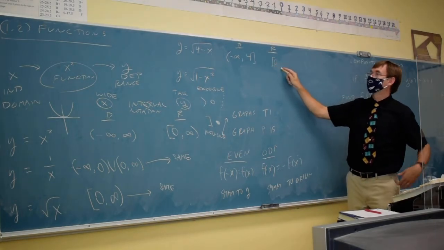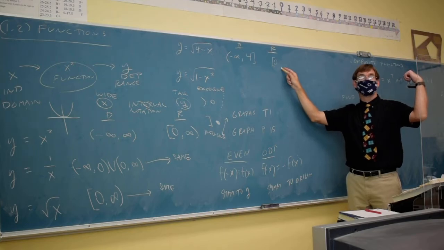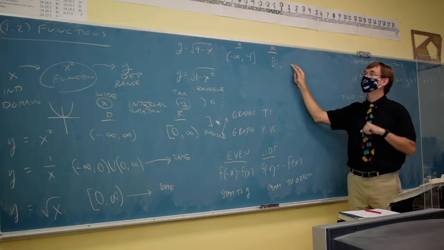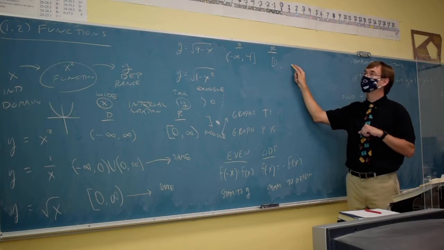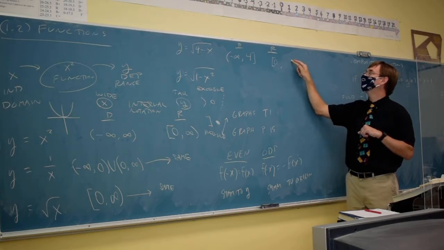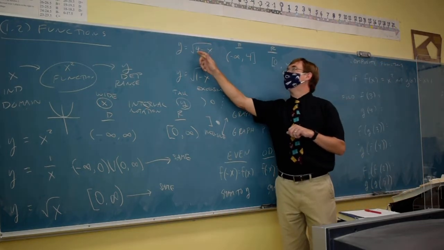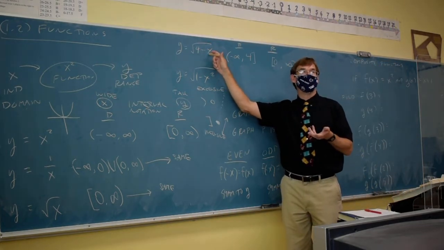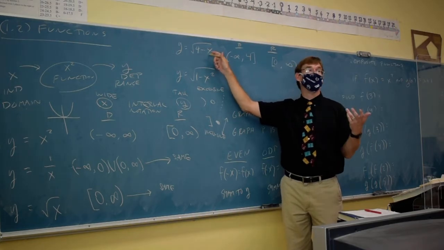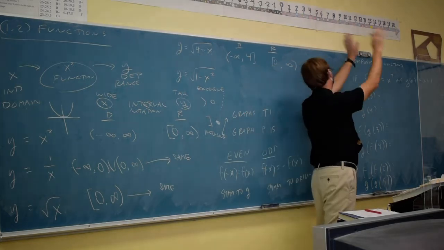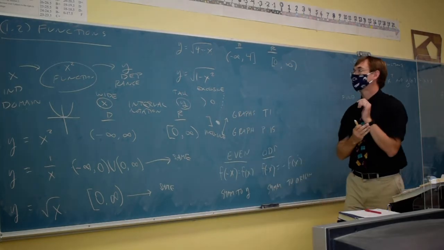Can you get big numbers? Yes. All the way to infinity. If I go 4 minus negative a million, 4 minus negative a billion, I can go as high as I want.